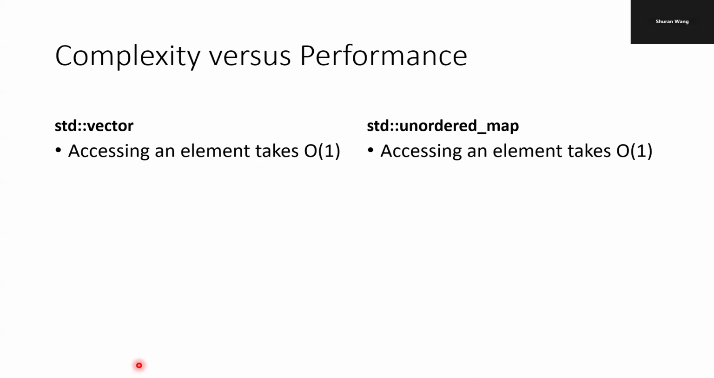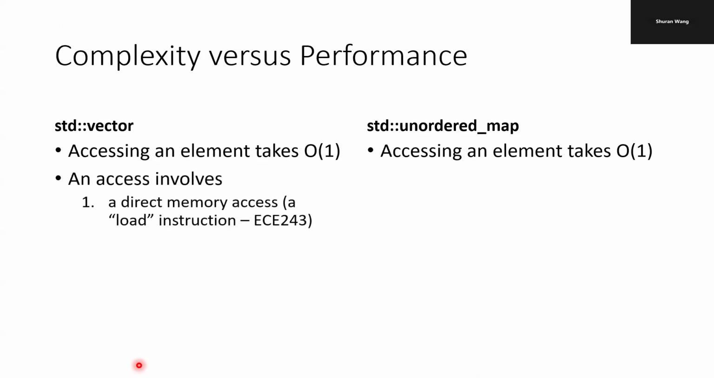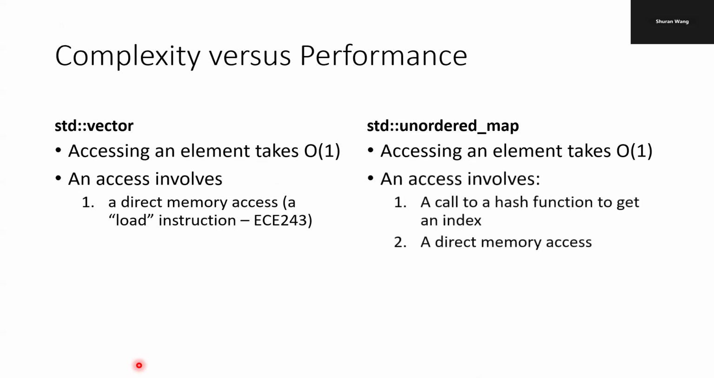But if we look at the underlying logic for both of them, for a vector, an access to a single element inside the vector is a direct memory access. So we're doing a load instruction using the start address of the first element and an offset. That's a single load instruction. For a hash table, we have to first call a hash function to get an index, and then a direct memory access. And because of the hash function, it takes time. So in general, unordered_map is a bit slower than vector.